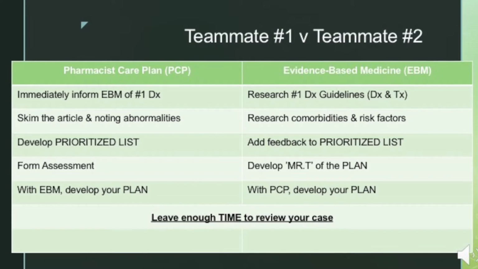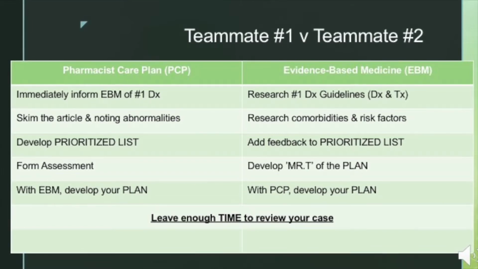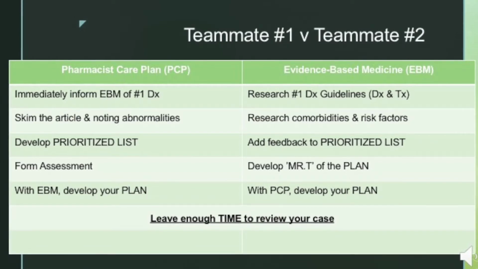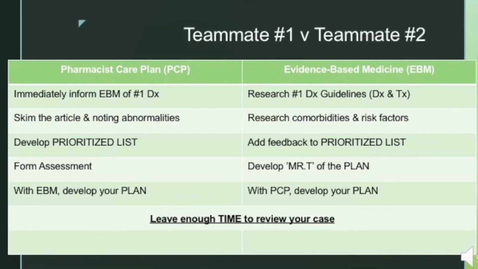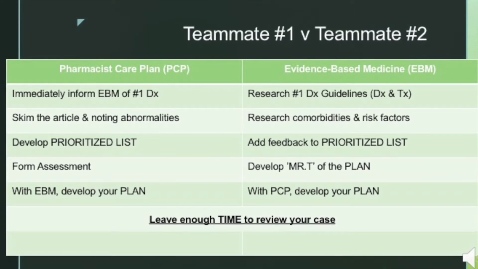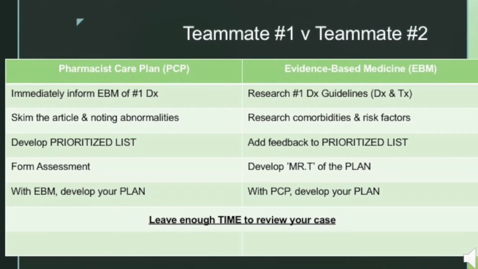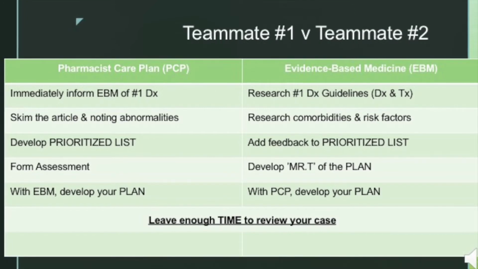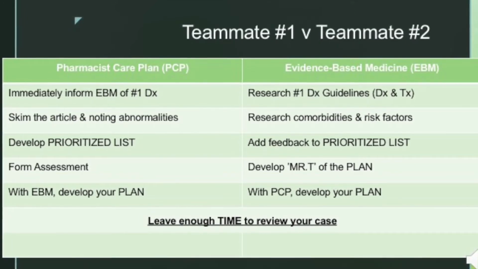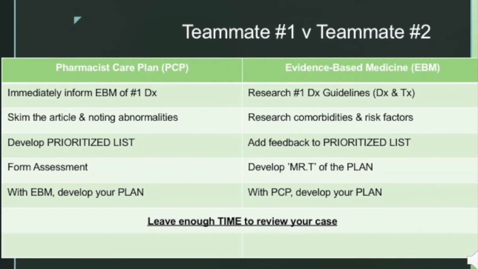Then, the PCP will begin to skim the case looking for abnormalities, as the EBM is looking for all the diagnostic information surrounding it, such as comorbidities, risk factors, and complications to match with the PCP's abnormalities found in the case. At this point, the PCP has all the tools he needs to use his judgment to make the prioritized list, but the EBM should be adding input because this is such an integral role of the PCP.